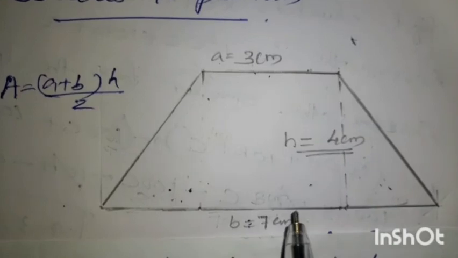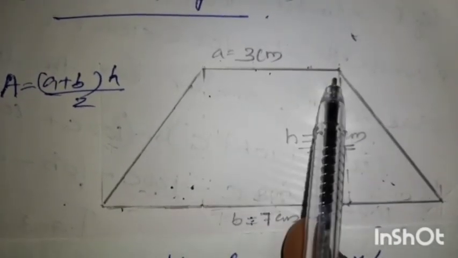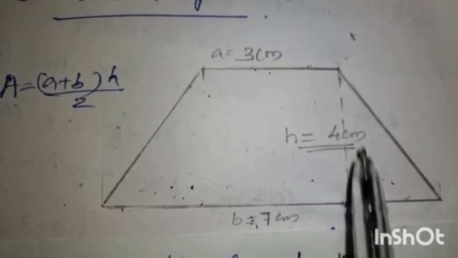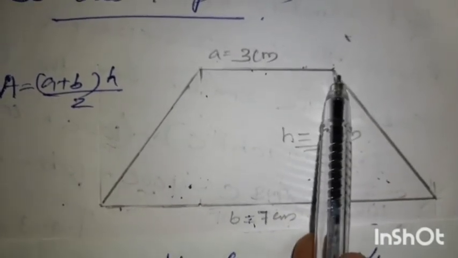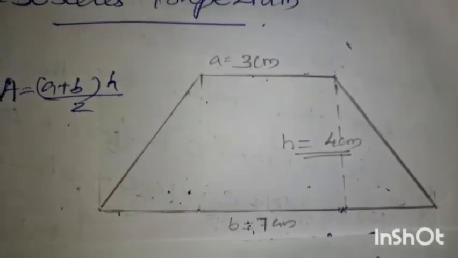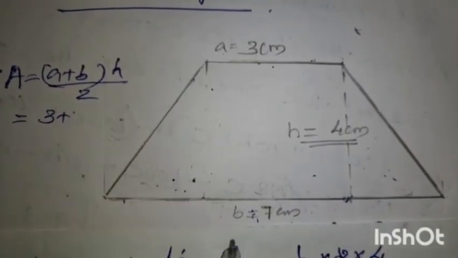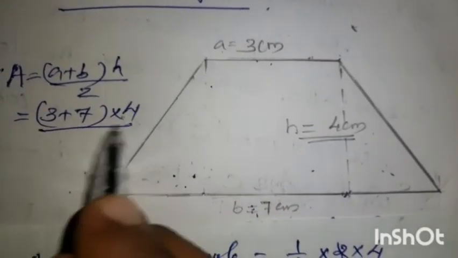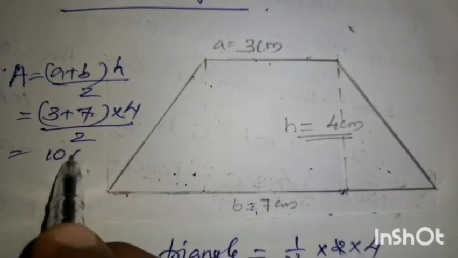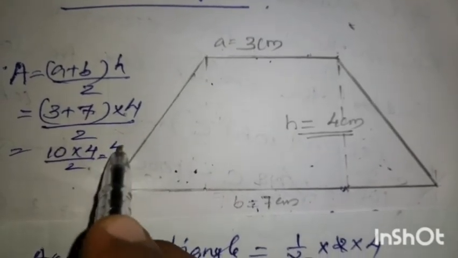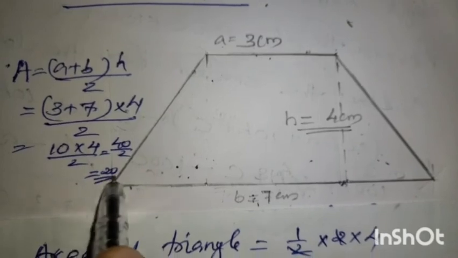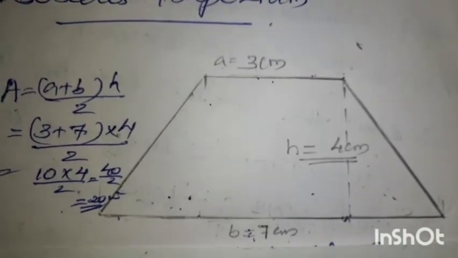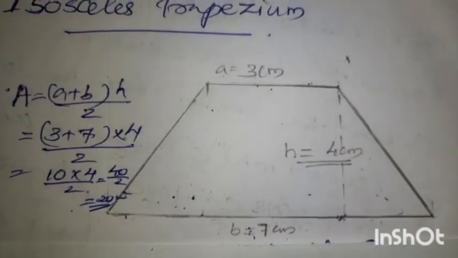So we need only these three values. Sum of two parallel sides 7 plus 3, then multiplied by the height between the bottom end to the top end, divided by 2. a is 3, b is 7, multiplied by height h 4 divided by 2. 7 plus 3 is 10, 10 into 4 by 2. You are getting 40 by 2. The answer you are getting is 20 centimeter square. The same 20 centimeter square you got earlier also. So directly you can find out like this.